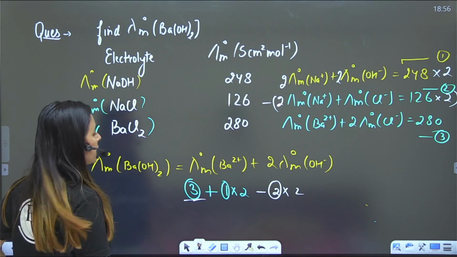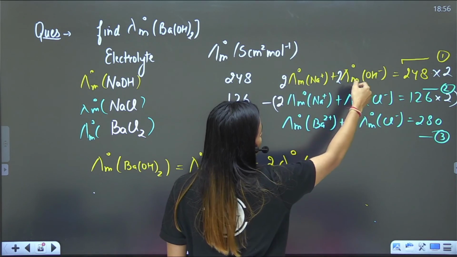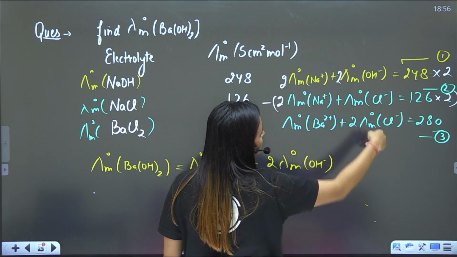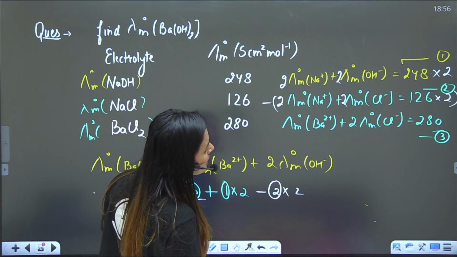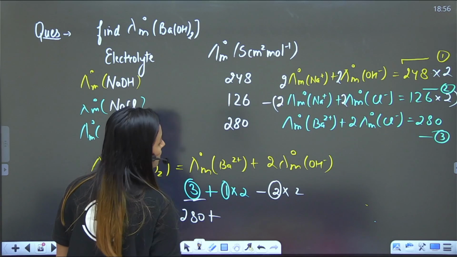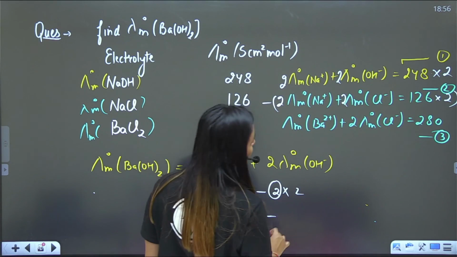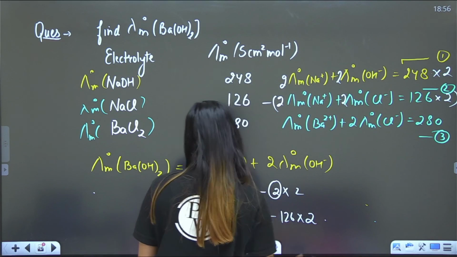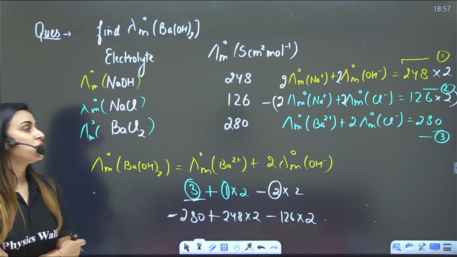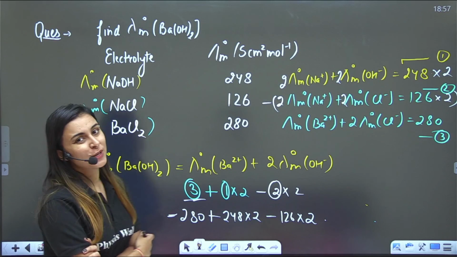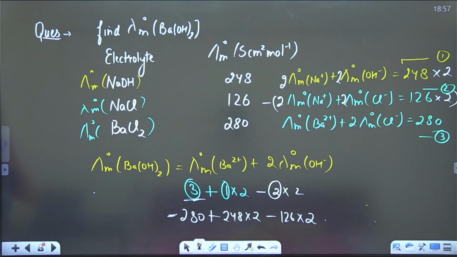So let's try this. This 2 Na+ will be subtracted with this, and you have 2 OH minus, you want that, and then Cl minus will be subtracted by 2 Cl minus because you will have 2 here as well. Okay. So this means that the third equation is 280 plus first is 248 into 2 minus second equation is 126 into 2. So just solve this and you will get the molar conductivity of Ba(OH)2. So this is how you will be solving this particular question. I hope you're clear with this. Perfect, my dear students. Just write it and then we'll move forward.